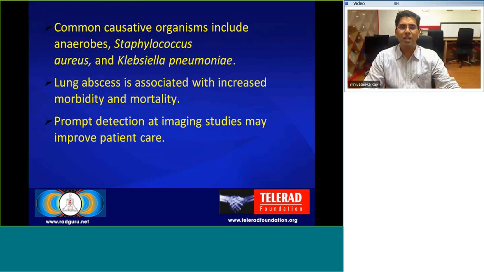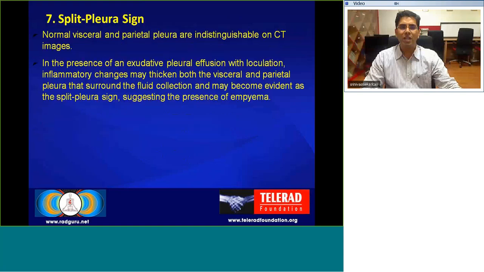Okay, moving on. The common causative organisms are Staph aureus and Klebsiella pneumoniae. And as you all know, lung abscess is always associated with increased mortality and morbidity, and imaging certainly helps in diagnosing it and following these patients.